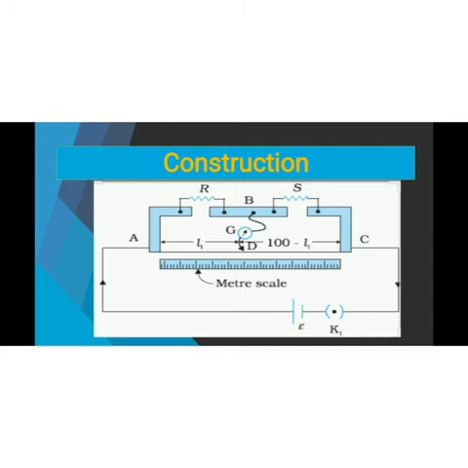S is the unknown resistance which we are to calculate. R is the known resistance which we will select from the resistance box.